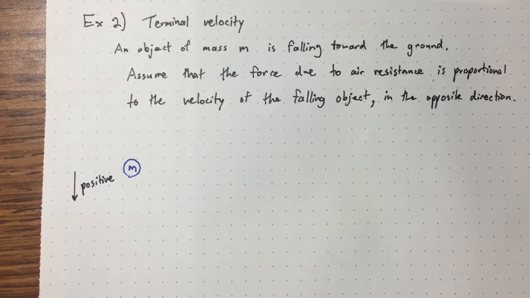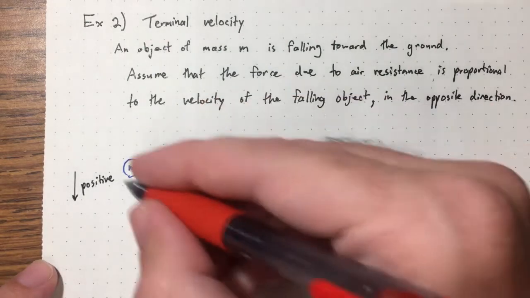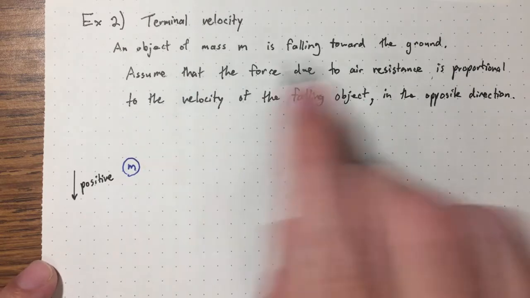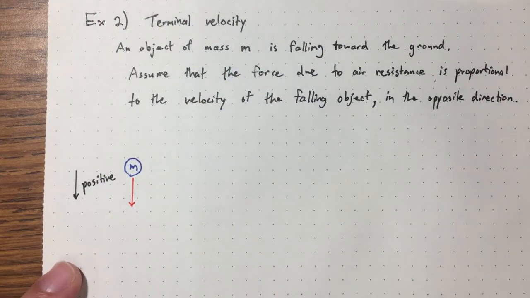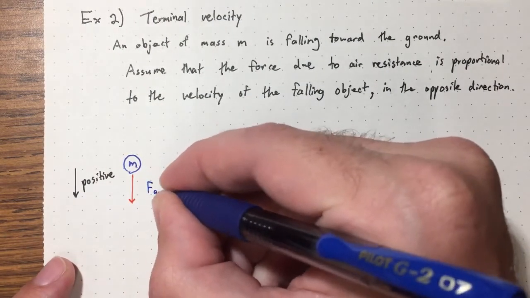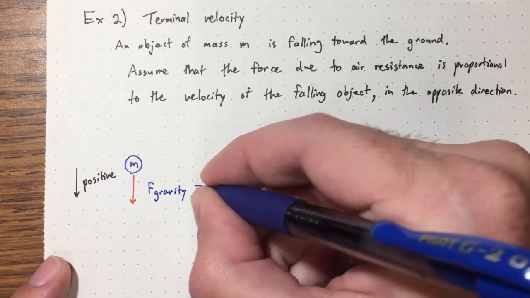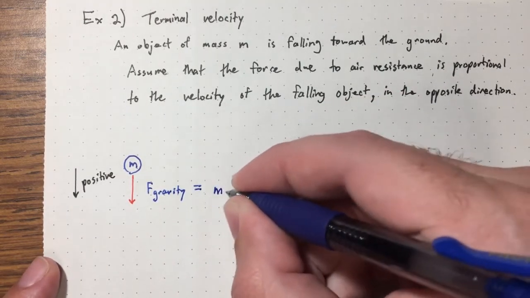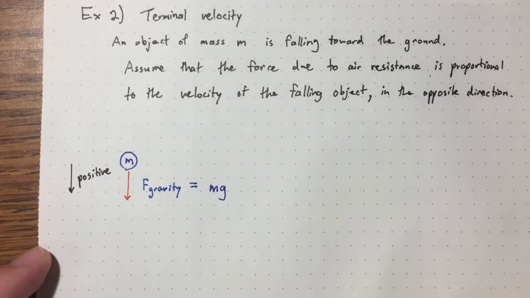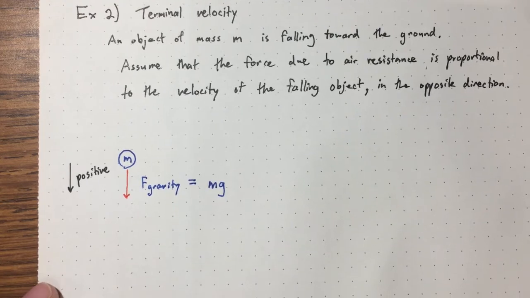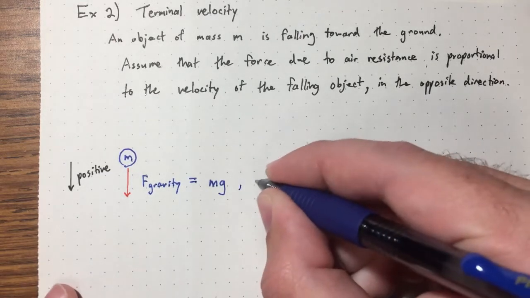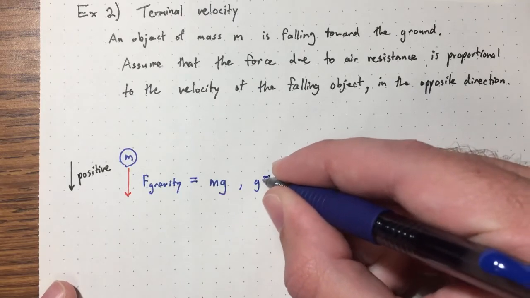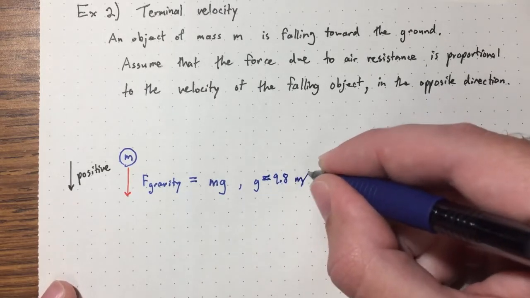So, okay, we're going to choose down to be the positive direction, and we have two forces acting on this object actually. Right? I mean, without air resistance, there's still some force that's causing it to fall to the ground, and that's the force due to gravity. So force due to gravity. And the magnitude of that force is mg, where g is the gravitational constant, right? Associated with the Earth. Okay. So g is approximately, it's about 9.8 meters per second squared.